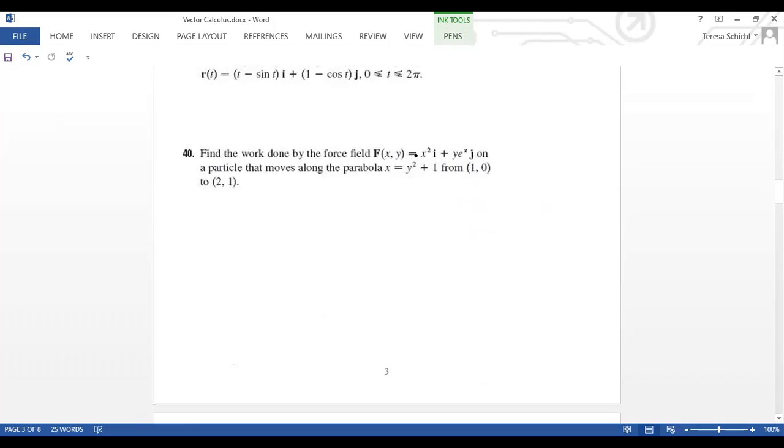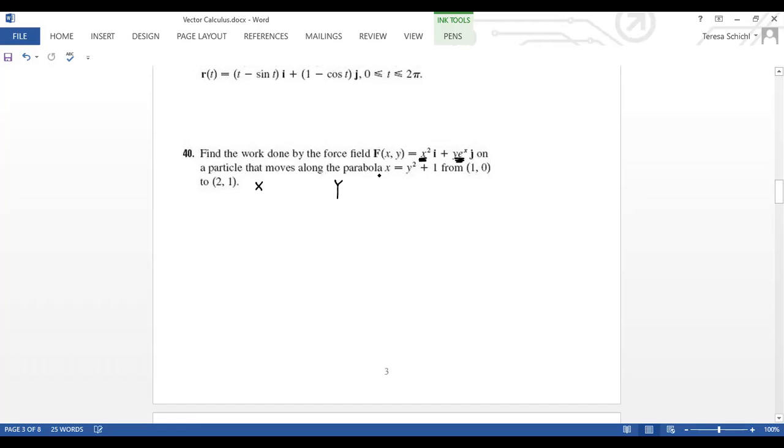So we say I want to find the work done by the force field x squared y e^x, and I have a particle moving along the parabola x equals y squared plus 1 from (1, 0) to (2, 1). So this is the problem here. We do not have a parametric form, so let's take a look at how to get the parametric form here.